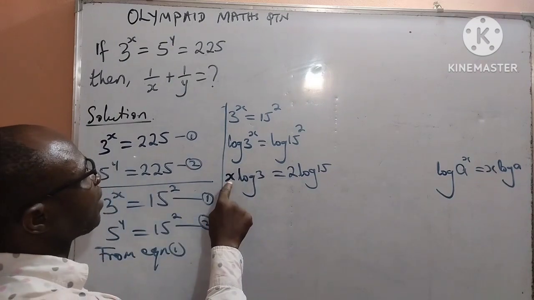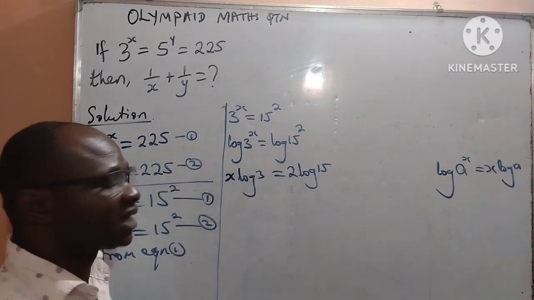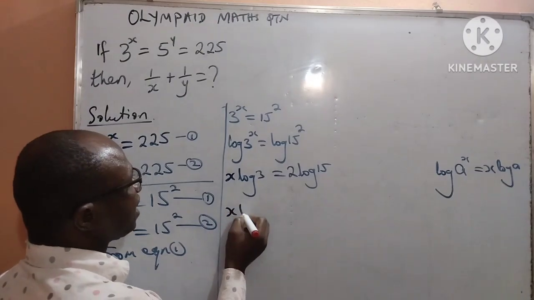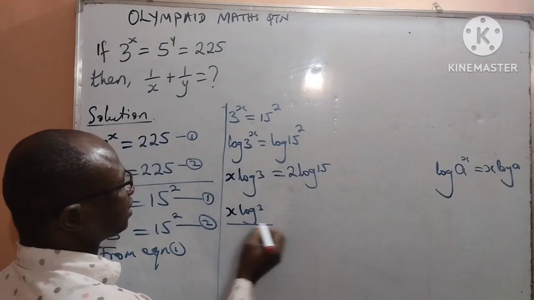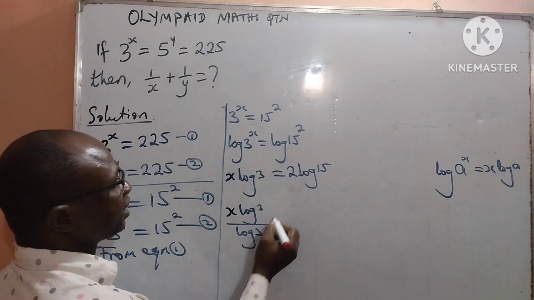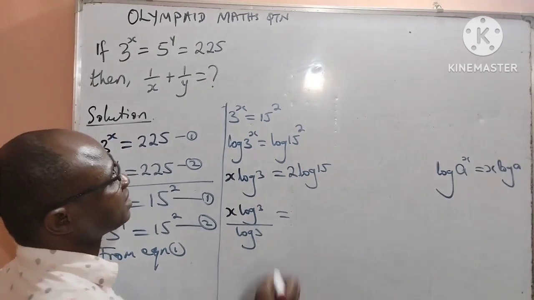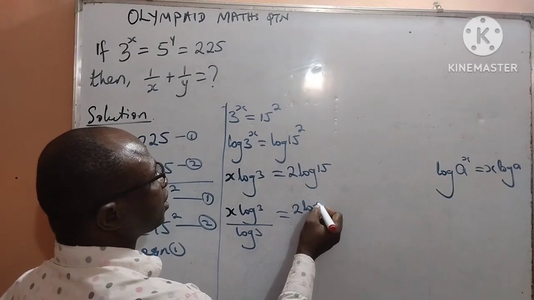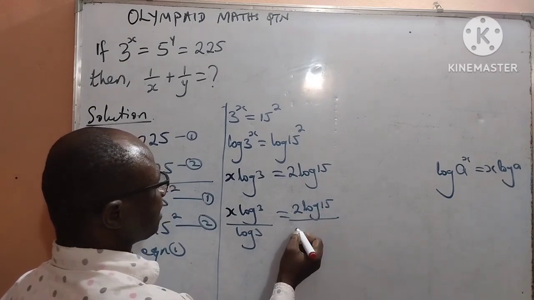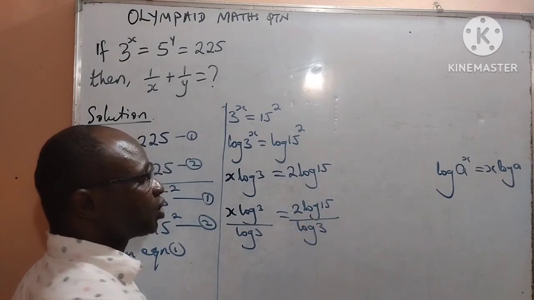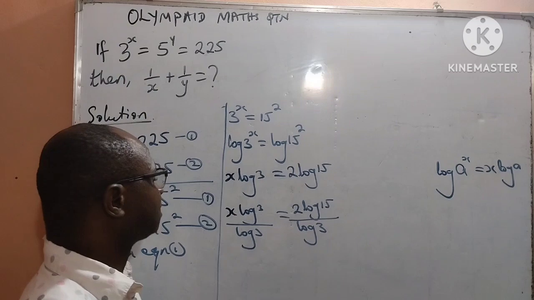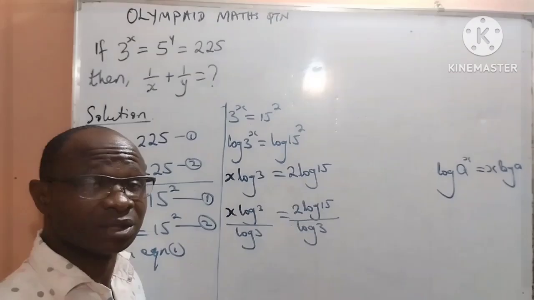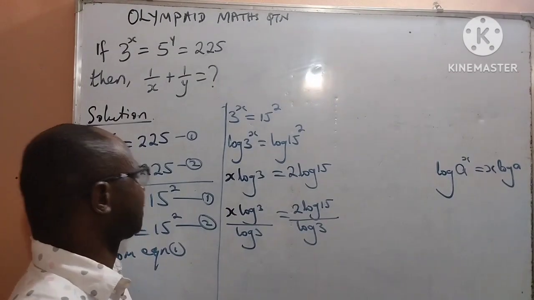Why? Because I want to make x the subject of the formula. And that means I shall now write x times the logarithm of 3, divided by the log of 3. And on the right hand side, I will have 2 times the logarithm of 15, divided by the logarithm of 3. So I am dividing both sides of the equation by the logarithm of 3.